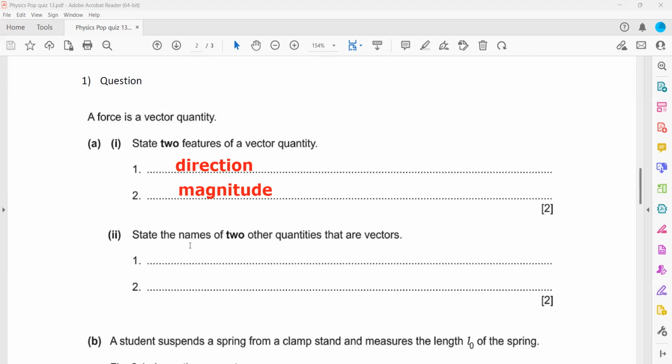State the names of two other quantities that are vector. Other than force, we have to give two examples of vector quantities. We can mention velocity, weight, momentum, impulse, or acceleration. A lot of examples are there. Speed is wrong because speed is a scalar quantity. So you can mention velocity, acceleration, momentum, impulse, or the weight of an object. These two are the vectors.